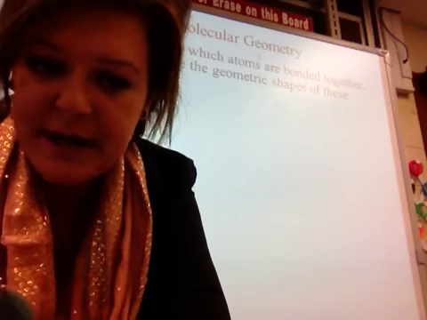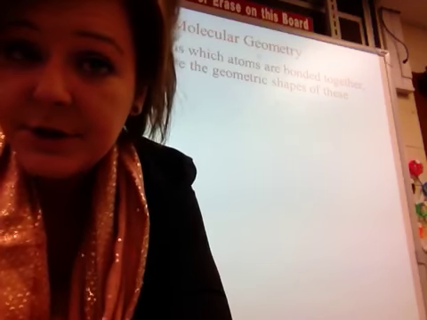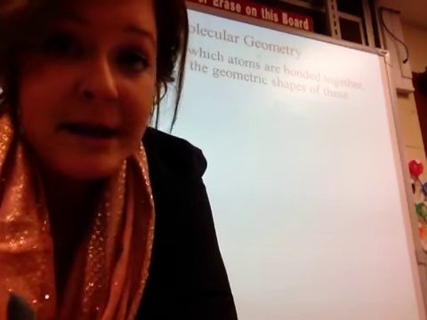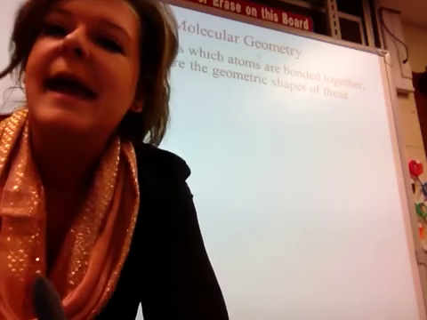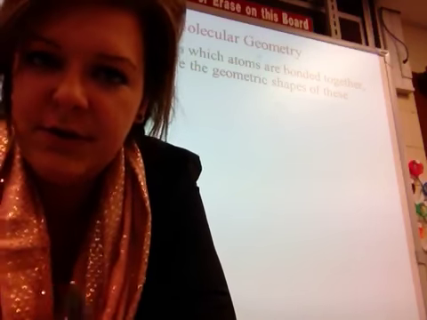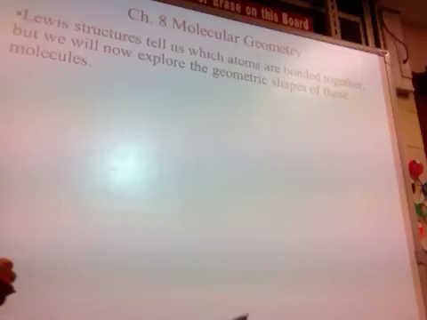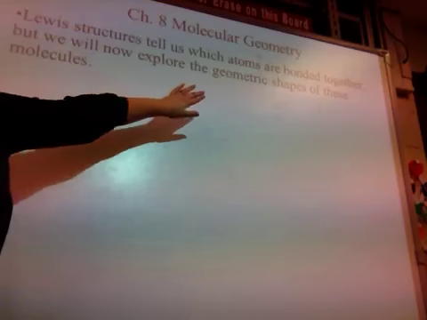So Lewis structures can tell us what's bonded to the central atom, how many things are bonded to the central atom, and are there any lone pairs of electrons around a central atom. Okay? Now, a Lewis structure can't tell us the shape that a molecule is going to make. So molecular geometry can tell us that. So that's why we're going to focus on this.